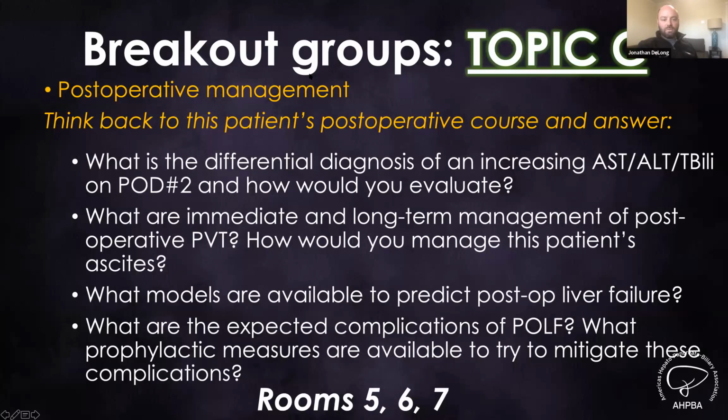And then in terms of the expected complications and prophylactic measures, if you're concerned about taking out a significant portion of liver, depending on what your planned resection was, doing preoperative volumetrics. And if you knew your patient had cirrhosis, then you could potentially do portal vein embolization or Y90.